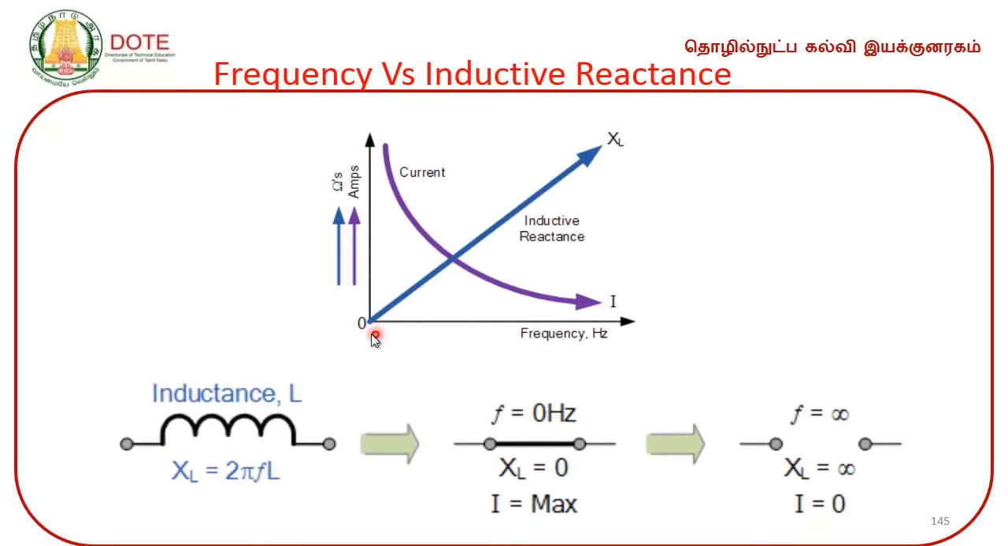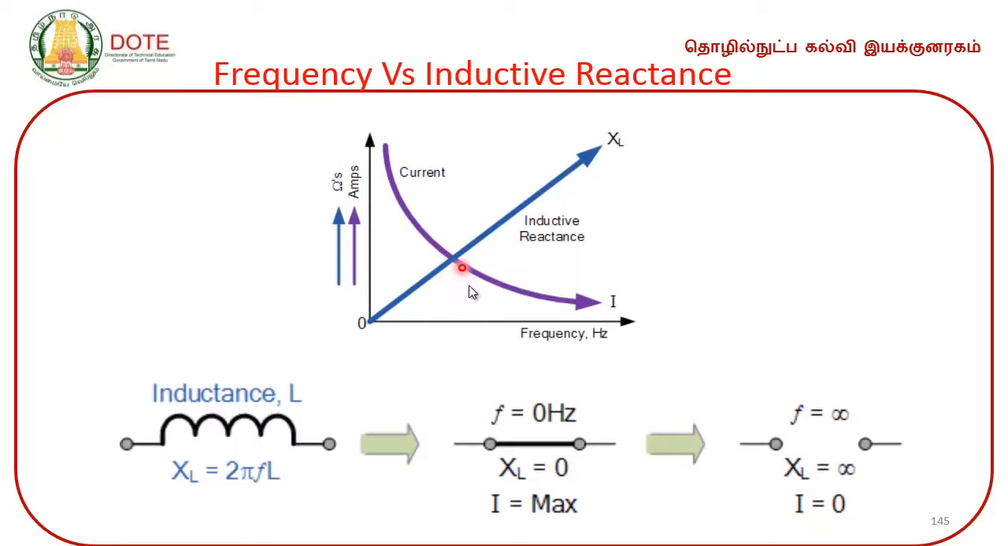See the inductive reactance curve we saw: at 0 frequency, reactance is 0, which means resistance is 0, so the current is maximum. See, the current is maximum. When the frequency is 0, reactance 0, current is maximum. As frequency increases, reactance also increases because XL equal to 2πfL. So inductive reactance XL increases as frequency increases, directly proportional. So as reactance increases, current keeps decreasing, right?